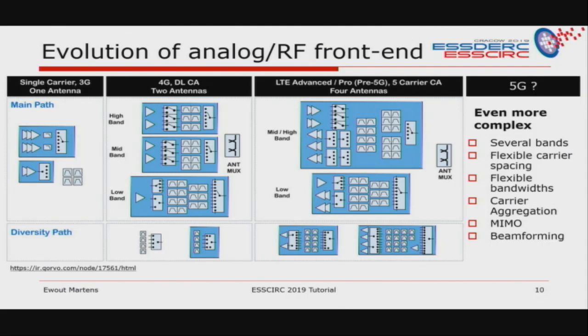LTE Advanced introduced multiple bands even more, and the system becomes even more complex. And if you go to 5G, it will become even more complex because there are several bands defined. The carrier spacing is not fixed anymore, it's flexible carrier spacing. Also the bandwidths are flexible. Different channels can be aggregated to each other with carrier aggregation. There's of course the MIMO and the beamforming that has already been talked about by previous speakers.